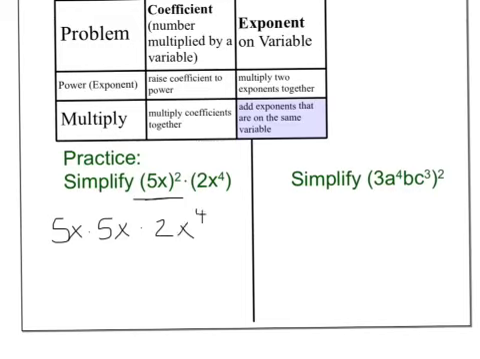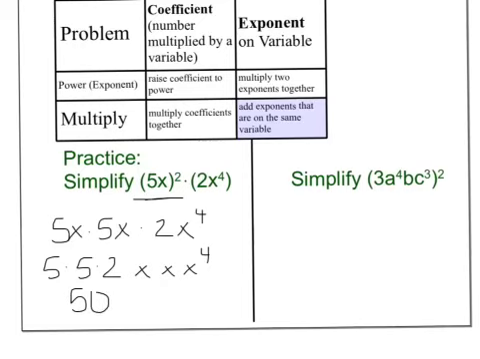Now what you need to do is you can rearrange your numbers and letters. So you can take those two 5's and the 2 and write those first, and then rearrange all of your x's. You've got your 5 times 5 times 2, and then x times x times x to the fourth. So what you're going to do now is just simplify this. So you're going to take those numbers and multiply them. So you've got 5 times 5 is 25, times 2 is 50.